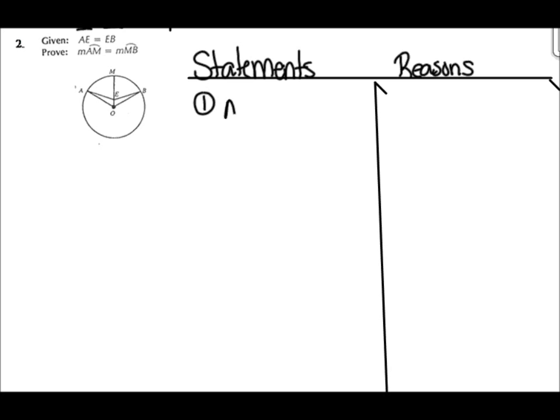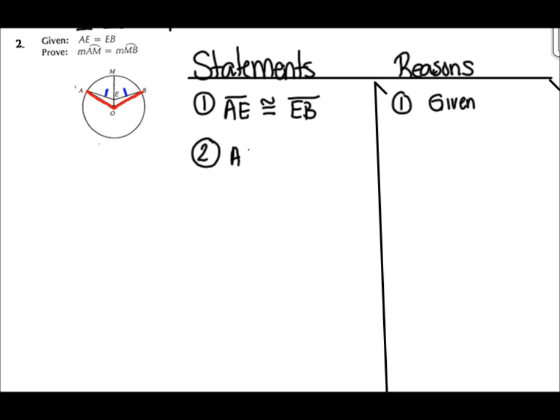And my given is that AE, and again, don't forget the line segment above it, is congruent to EB, with a line segment above it, as your given information. And now I'm going to go ahead and mark that in my picture. If you can see the two triangles you're trying to prove, maybe you can now notice that AO and OB are both radii, which means they would have to be congruent as well.